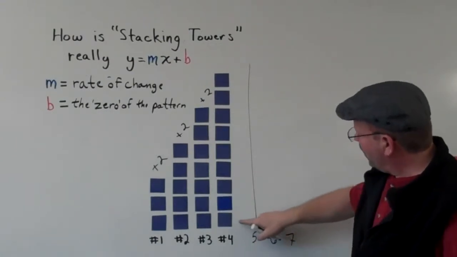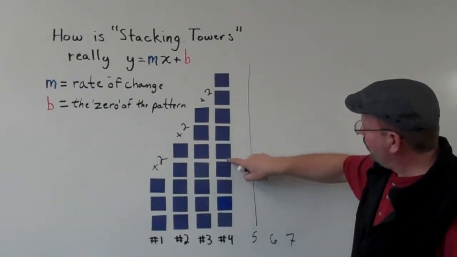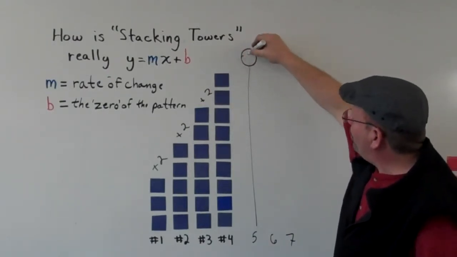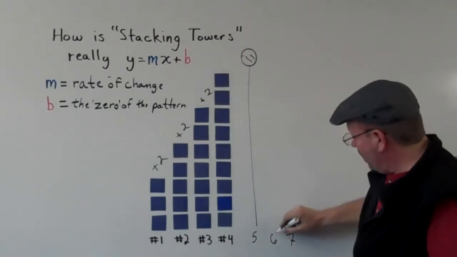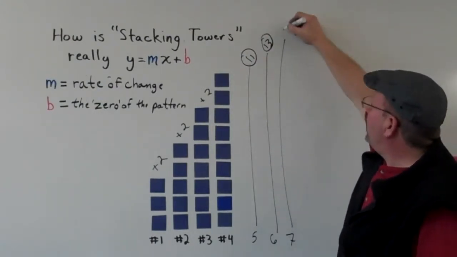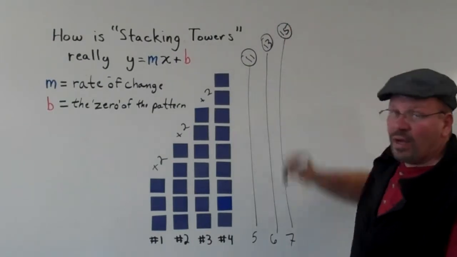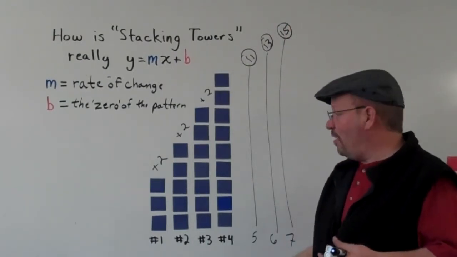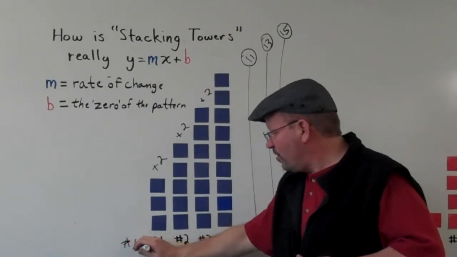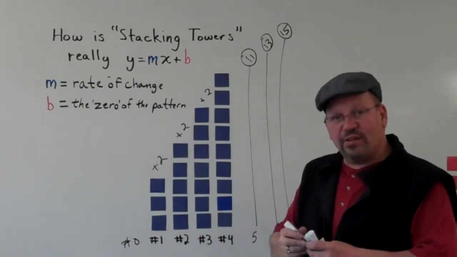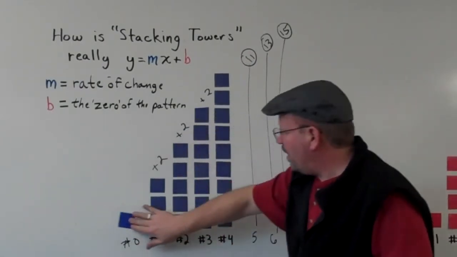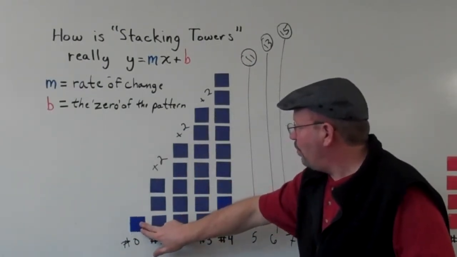And you were able to find that if the fourth one was 9 high, then the fifth one would be 11 high, and then 13 high, and then 15 high. Then the next thing you did was find the height of tower number 0. This turned out to be pretty important once we found it. That height was simply 1.